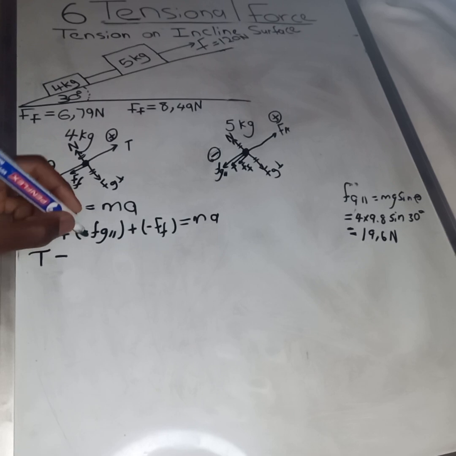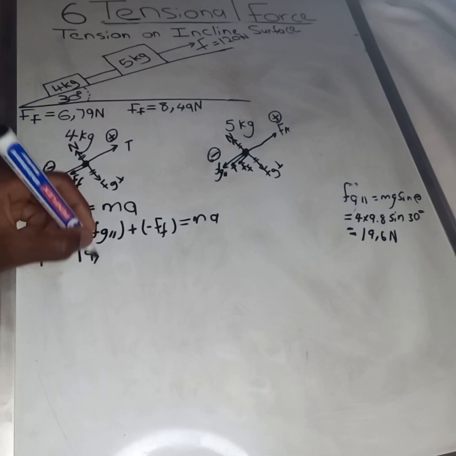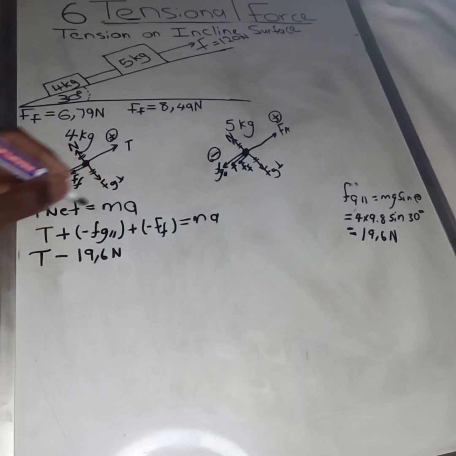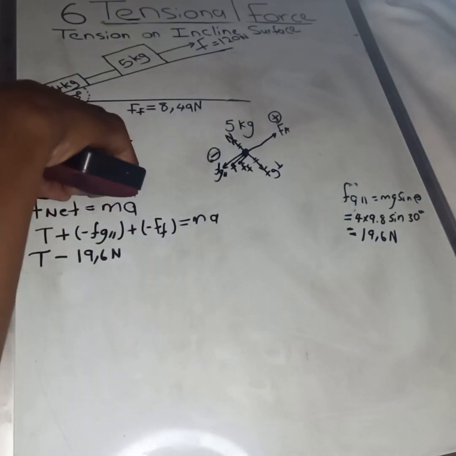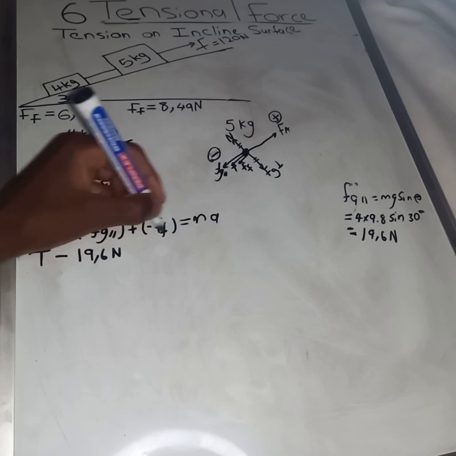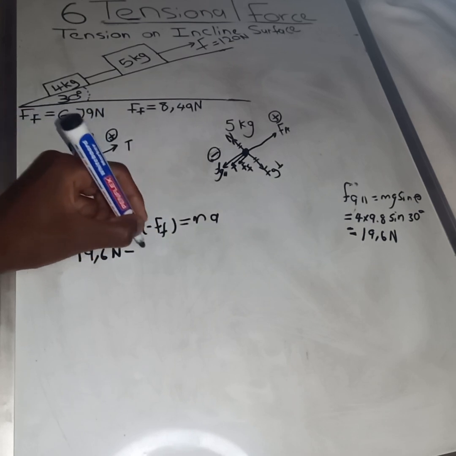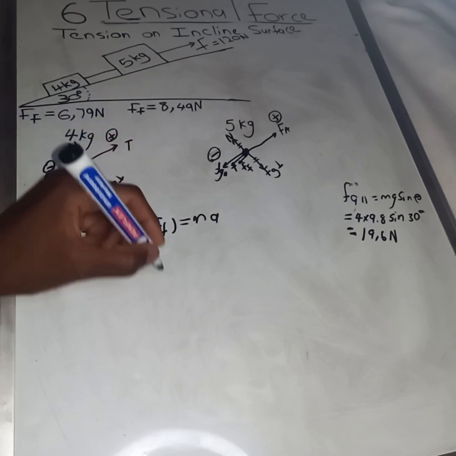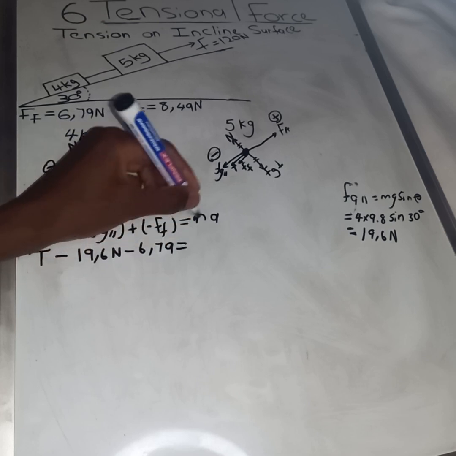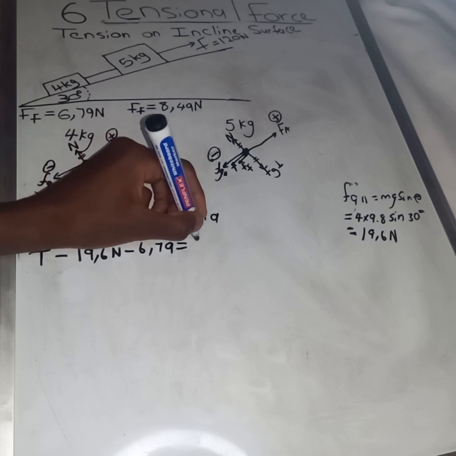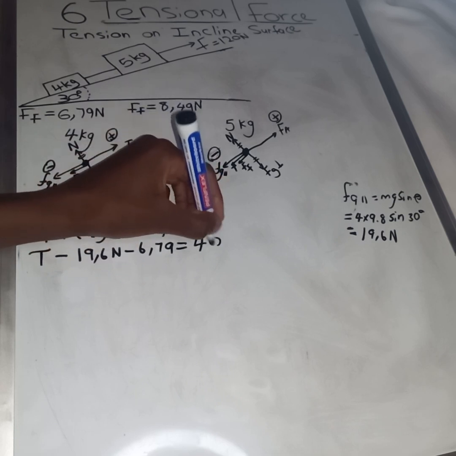19.6 Newton. So there's no need for us to calculate frictional force because we are given frictional force for the 4 kg block, so we are going to substitute. Positive times negative is negative, so 6.79 Newton is equal to the mass of this block, 4, but we don't have the value of acceleration.